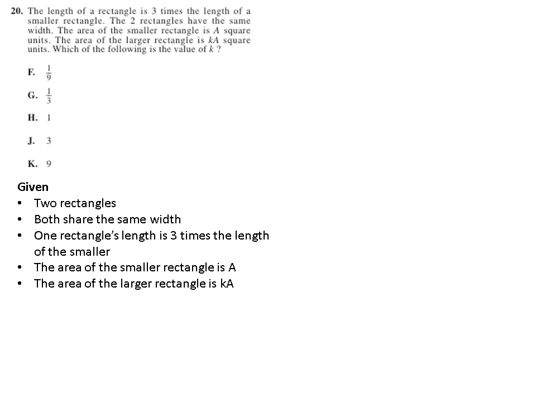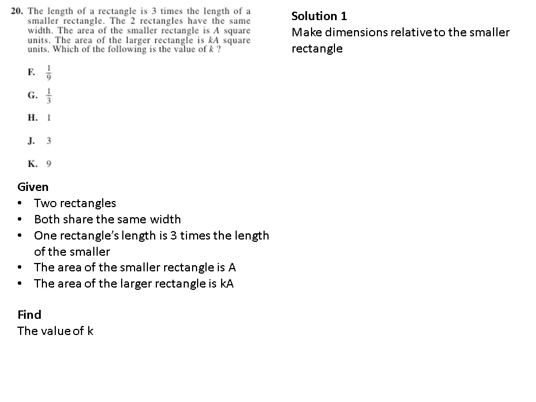So we're given some information about these rectangles. We have two of them. They both share the same width. One rectangle's length is 3 times the length of the smaller. The area of the smaller rectangle is a, and the area of the larger rectangle is k times a. So we're asked to find k. So k is a coefficient that is multiplied times the area of the smaller to increase it.